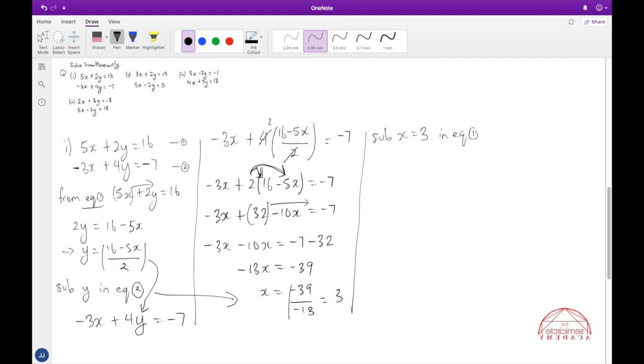All right? So minus 3 and x is 3 plus 4y is equal to minus 7. So that means negative 9 plus 4y is equal to minus 7.